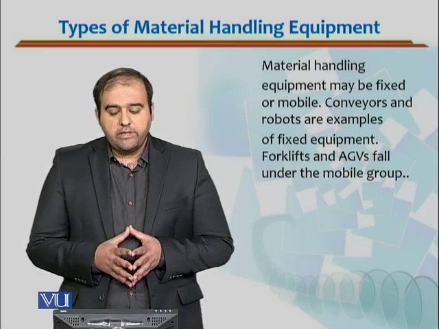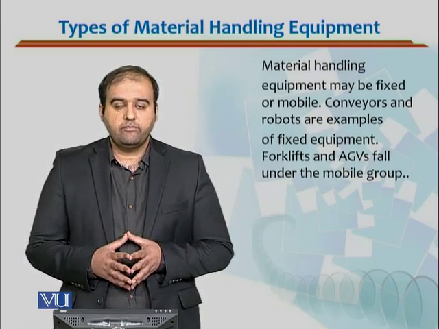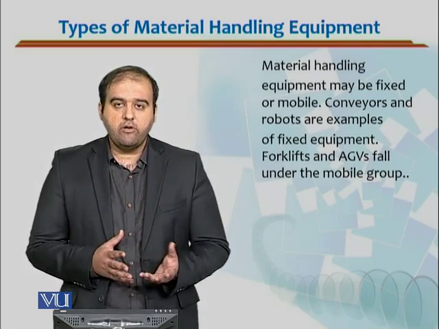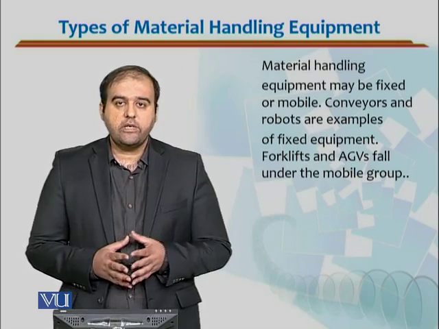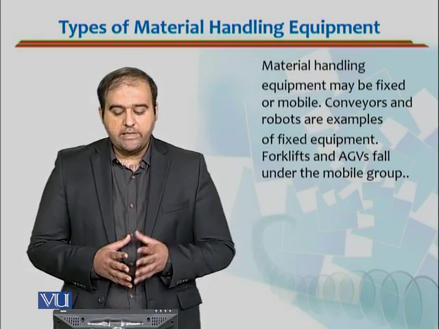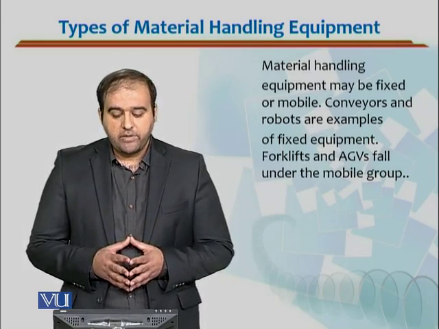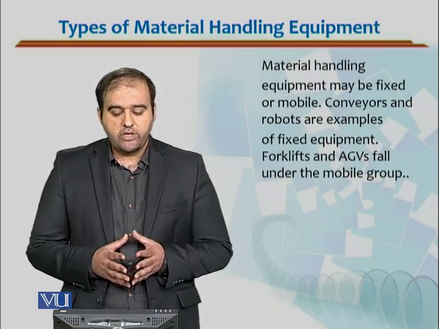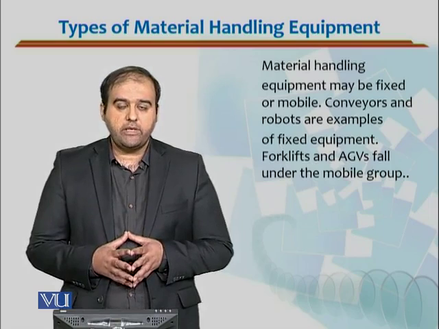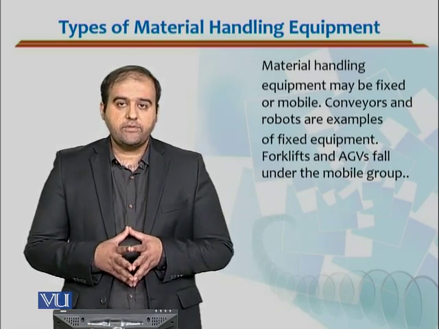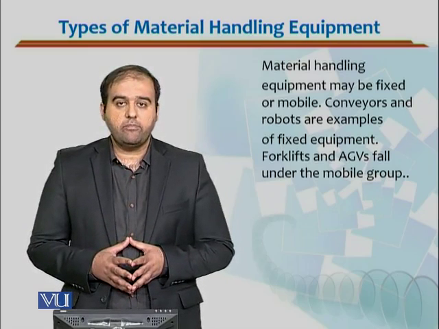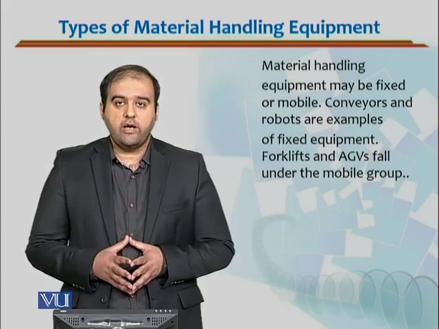Material handling equipment may be fixed or mobile. The first criterion was the level or extent of automation. The second criterion was mobility. In terms of mobility, the material handling equipment could either be mobile or fixed. Conveyors and robots are examples of fixed equipment. Forklifts and AGVs fall under mobile equipment. And of course, the third criterion, the path trajectory, is also very important in determining the type of material handling equipment you need to have in your facility.